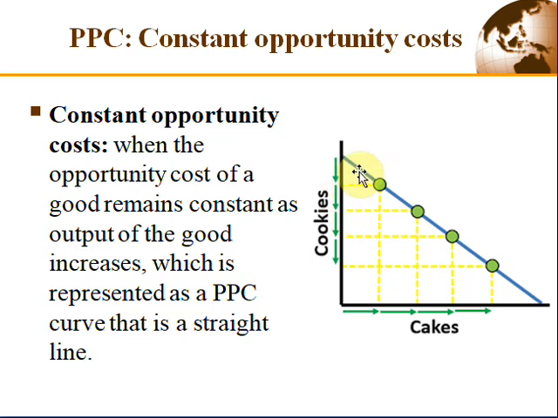Now, for instance, each time Chukwuemeka gives up 2 kilograms of cookies, he produces a cake. Each time he does that, he produces another cake. In that case, he has constant opportunity costs. The cost is constant for each increase you are making in the production of the other good.